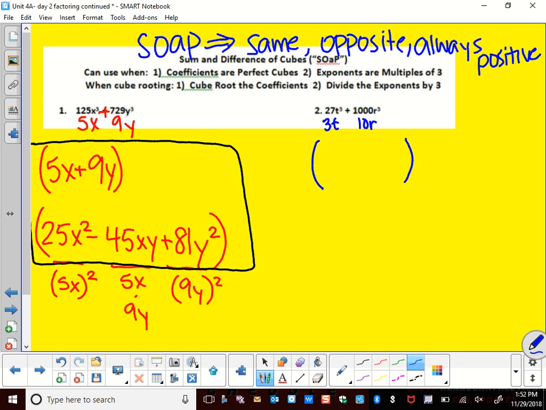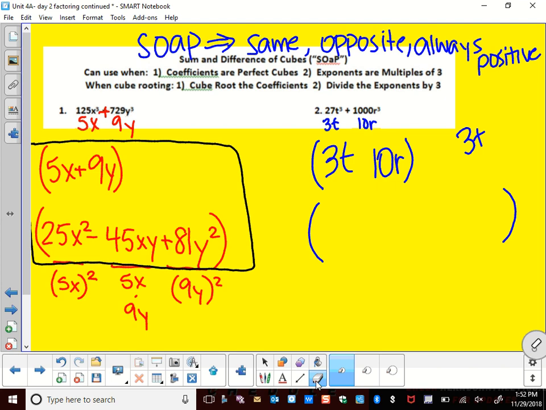So we're going to make one normal parentheses and then one larger one. You can put them side by side, like I said, but I just don't have the room. In my smaller one, I'm putting whatever the cube roots were: 3t and 10r. Try to curve your t so it doesn't look like a plus sign. I think it looks more confusing otherwise, so I try to make my t a little fancy.